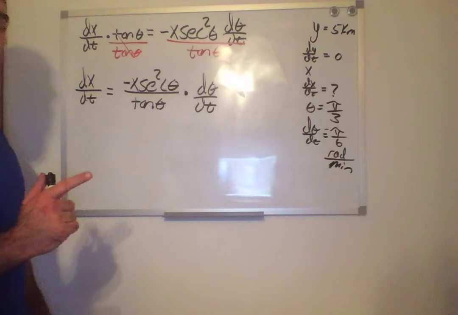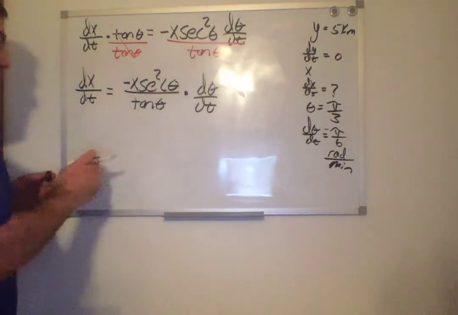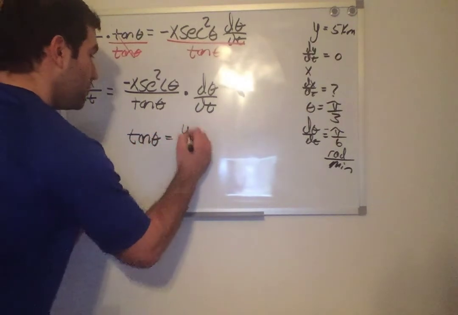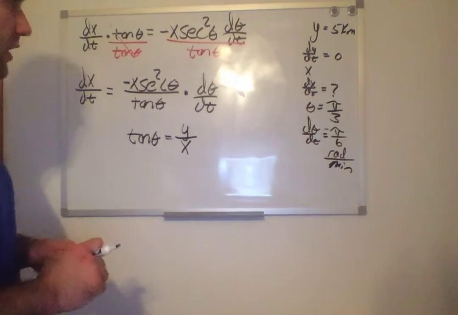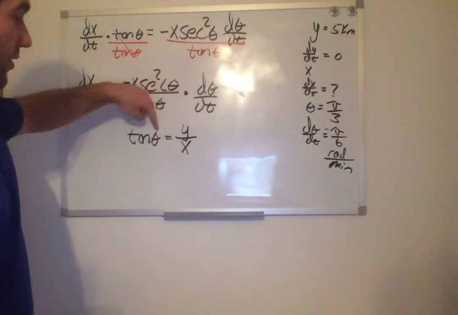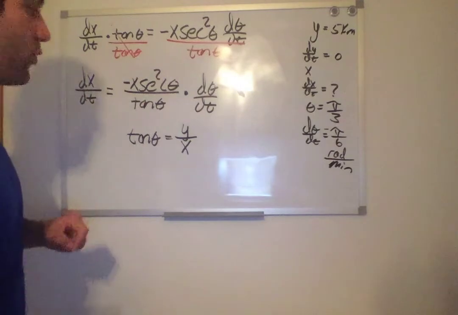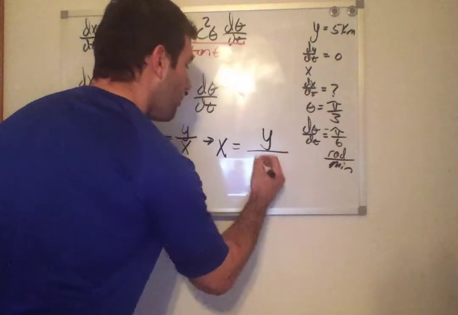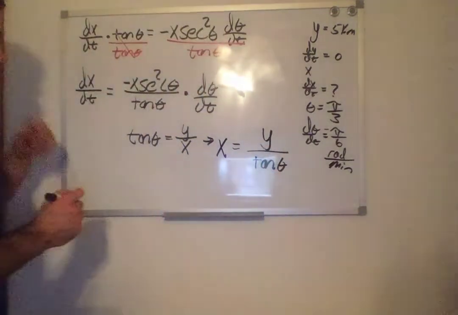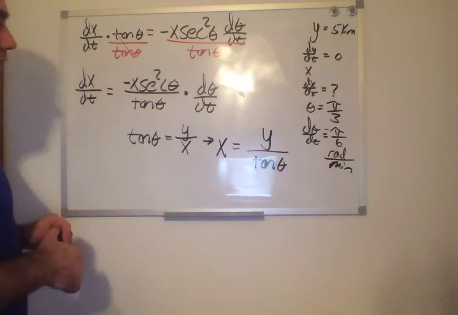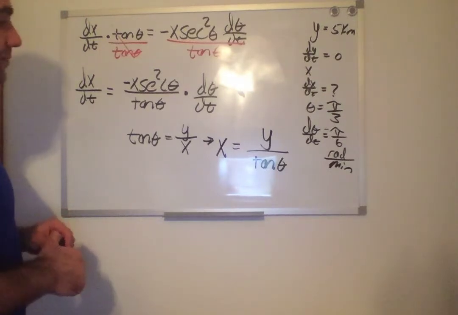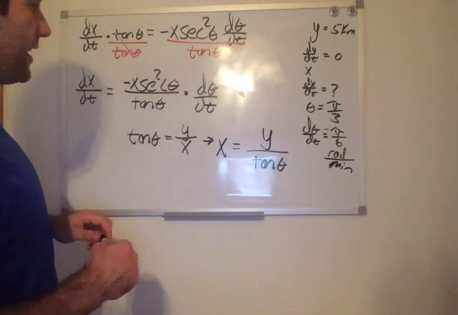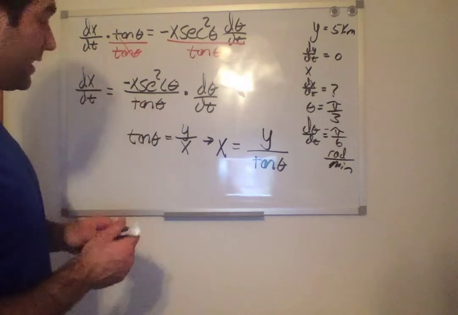Let's go back to the very beginning of the problem. The very beginning of the problem said tangent of theta is equal to y over x. We know what y is. We know what theta is. So we could solve this equation. I'm going to do it really quickly and give you the result: x is equal to y over tangent of theta. Since we know that, we can insert that right there and finally be able to get our answer.